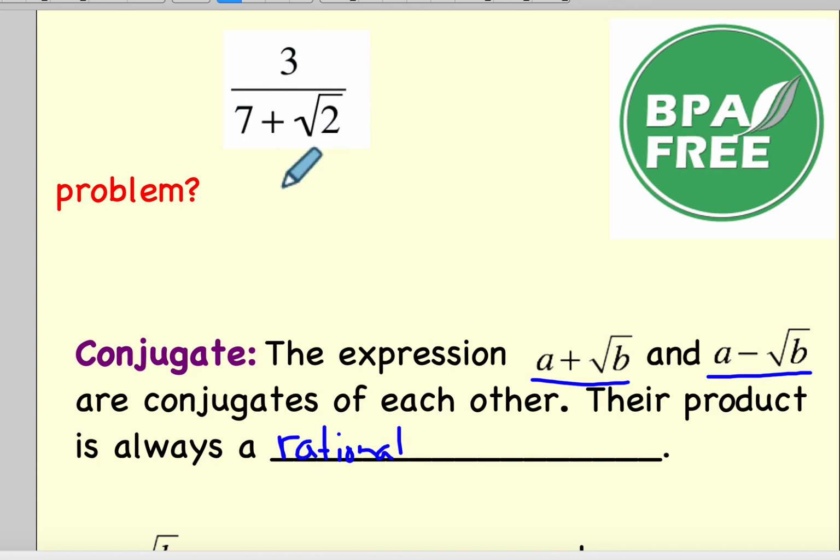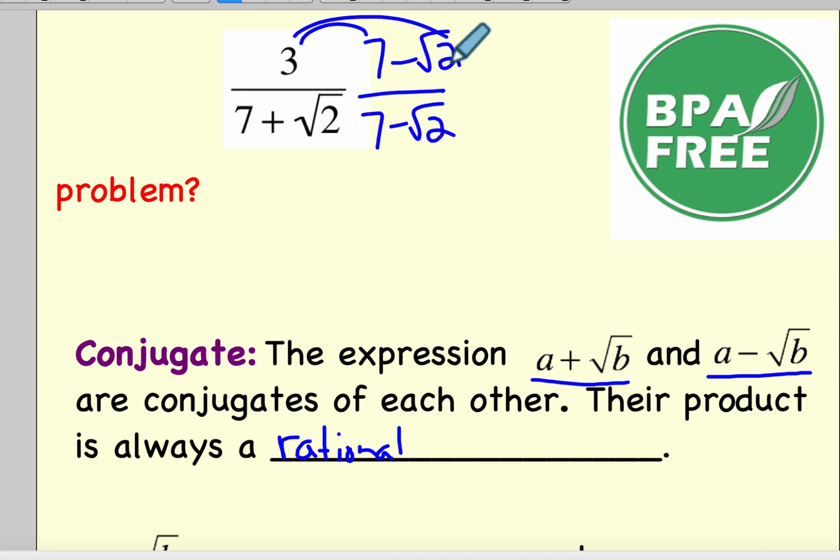So in my example here, if I have 3 over 7 plus radical 2, I'm going to multiply it by 7 minus radical 2 over 7 minus radical 2. And again, that's the same thing as 1, right? The same thing in the numerator divided by the same thing in the denominator. That's equal to 1, so I'm not changing the value of anything. But what's going to happen? My numerator, I'm going to have to distribute. My numerator is going to be 21 minus 3 radical 2, which isn't pretty, but that's okay.